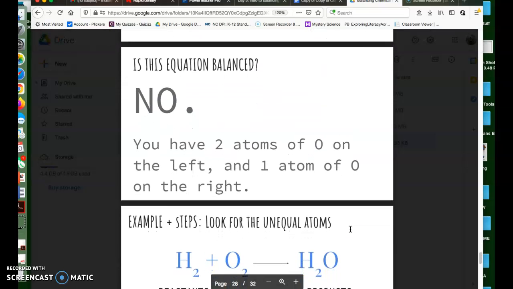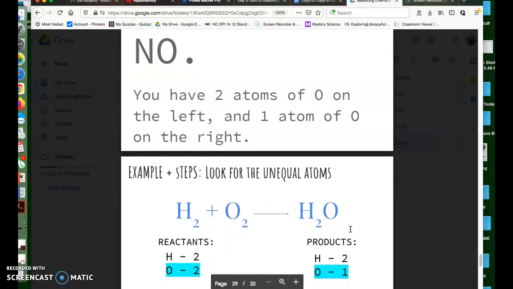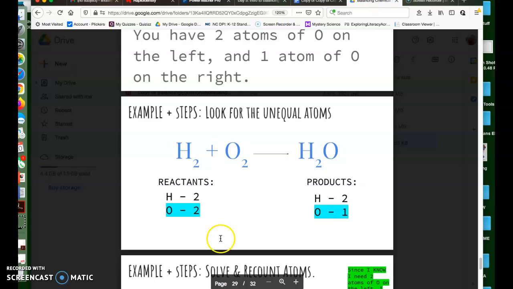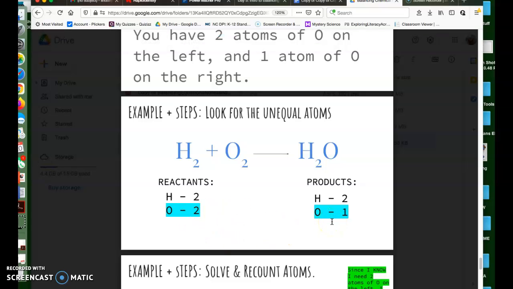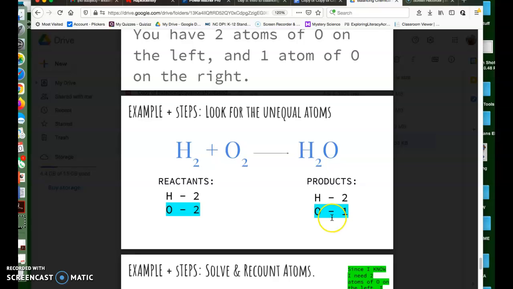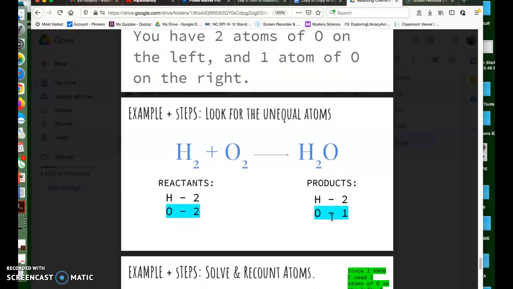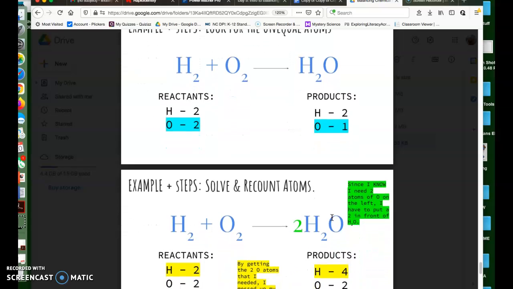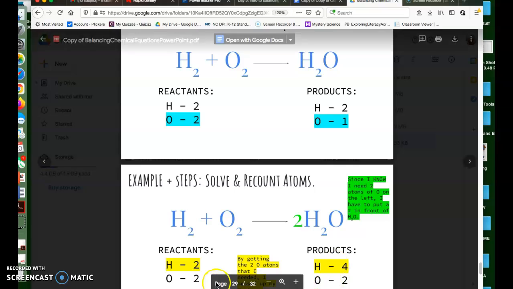Now we've got to balance it. So look for the unequal atoms here. The unequal atoms are the oxygen, so we're going to try and make the oxygen atoms equal. We can do this by adding a coefficient. Any idea where we would add a coefficient? We're going to actually have to add a 2. So if I added a 2 before my H2O, I would get 2 atoms of oxygen, which balances that out.